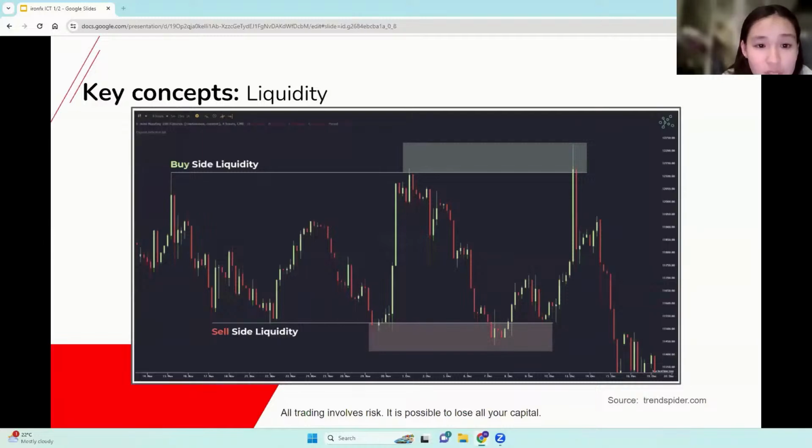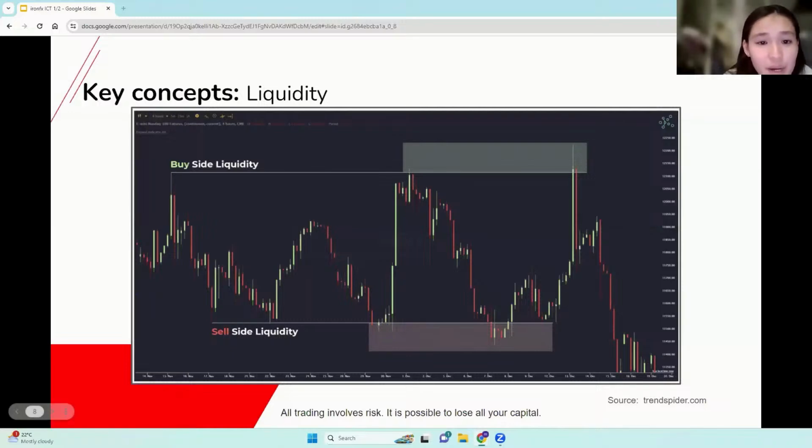So here's an example. Smart money players understand the nature of this concept and commonly will accumulate or distribute positions near levels where many stops reside. You can see here, our sell side is on the bottom where the swing lows are. Buy side is where the swing highs are. So basically, it's where your resistance and your support levels are.